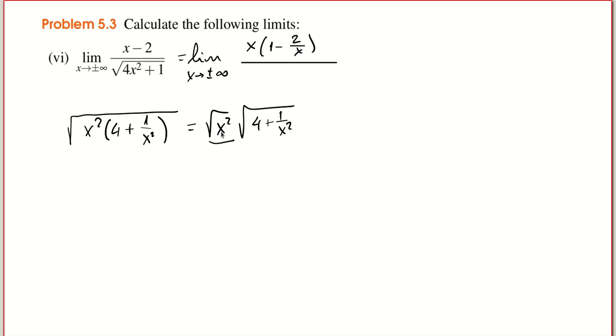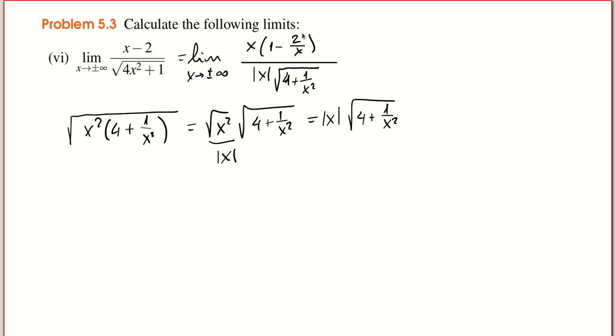This depends on the sign of x. Well, the square root is always going to be positive, regardless of the sign of x. So actually, the square root of x squared is the absolute value of x. So the denominator factors this way, plus 1 over x squared. So what you have is this, right? Plus 4 plus 1 over x squared.